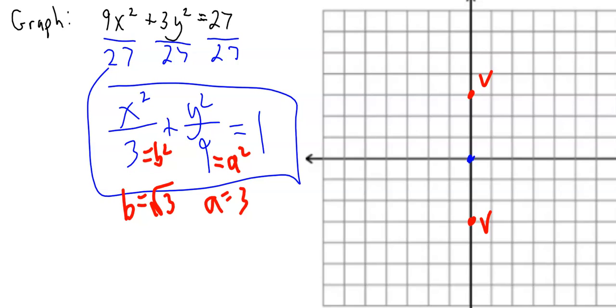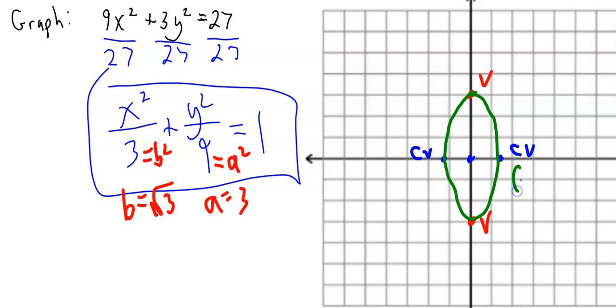And the co-vertices would be square root of 3 over. Square root of 3 is more than 1 but less than 2, so 1 point something. So 1 point something over here, at 1 point something to the left and to the right. Those are co-vertices. And we go and graph the ellipse now. Go through each of those points. Looks something like that.